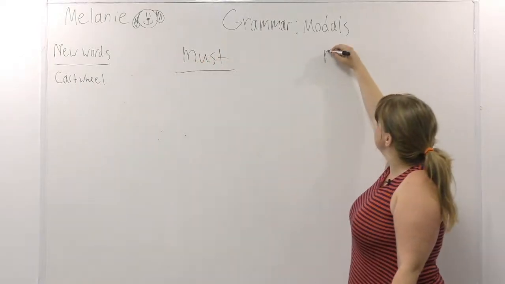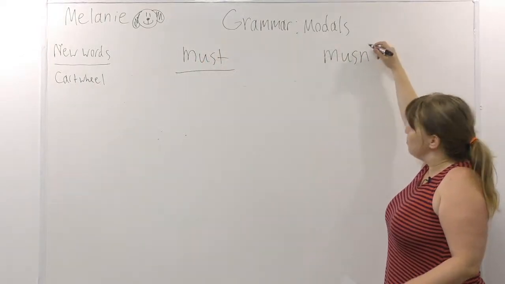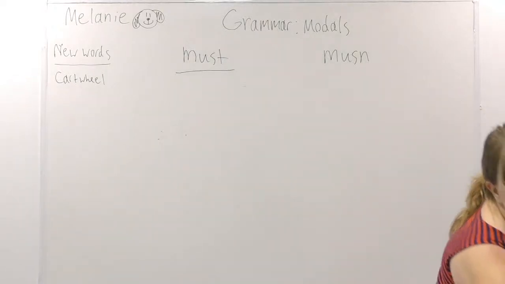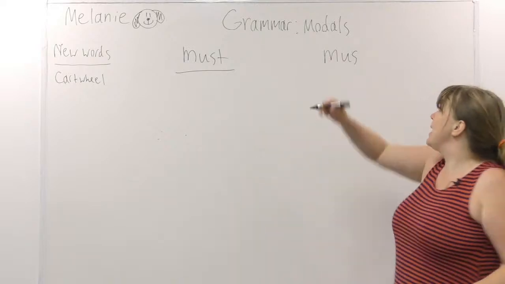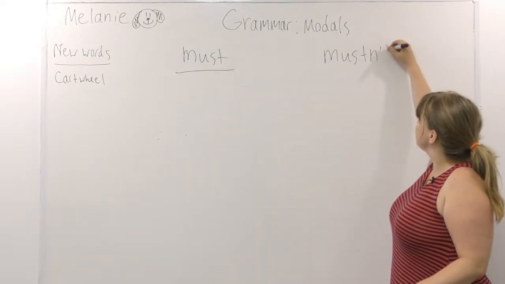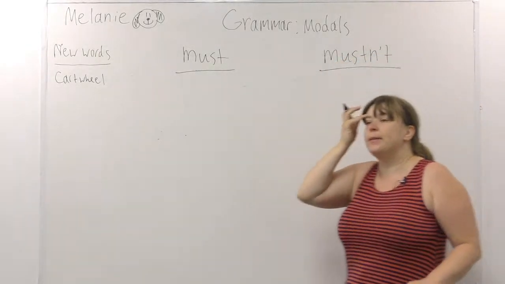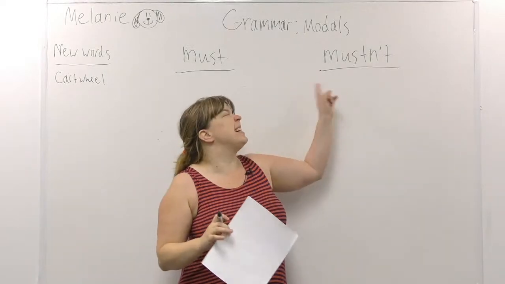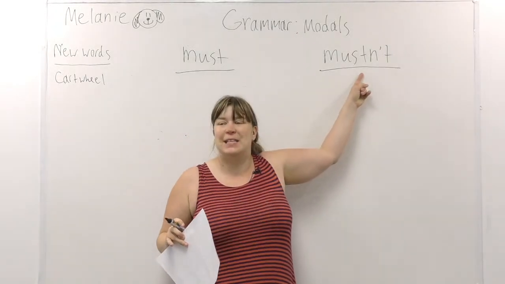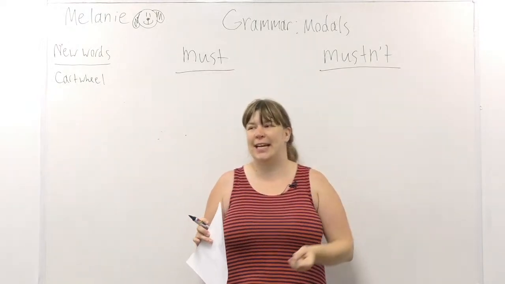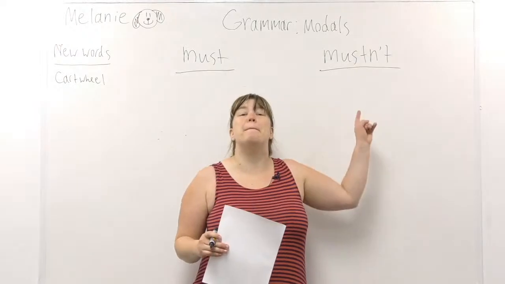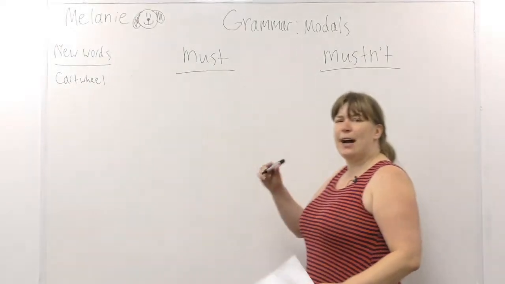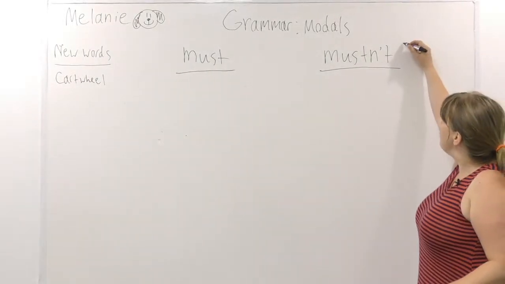And let's do, wow, that's not how you spell it. Sorry, guys. Okay, come on, Mel, get it together. Mustn't. All right, so this looks like a mouthful. So basically, here's how you say it. Mustn't. So you can repeat after me. Mustn't. Now, what does mustn't mean?